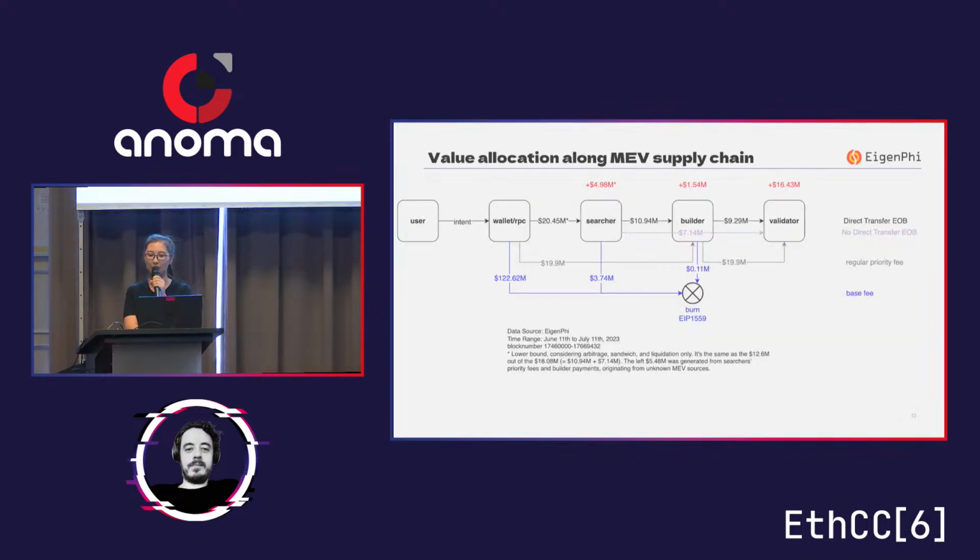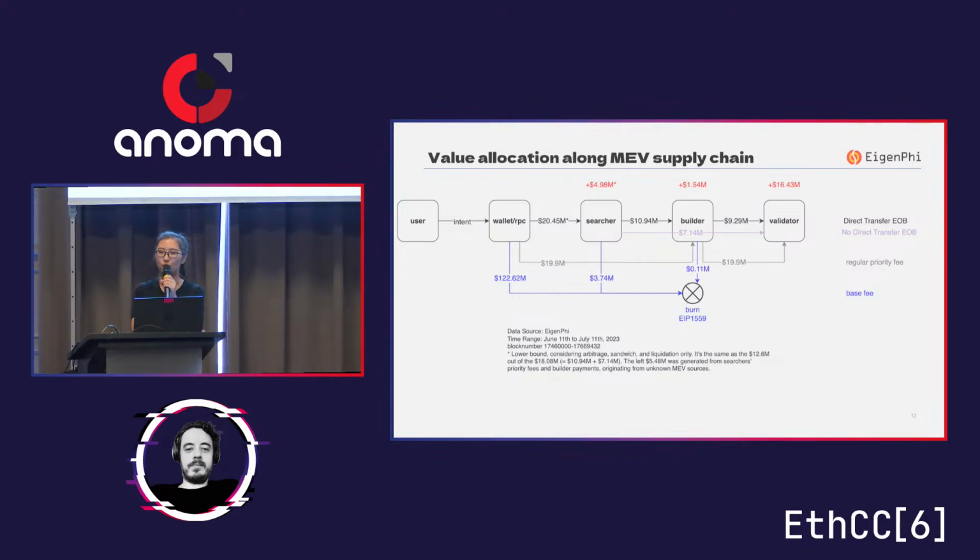And here is how the MEV value has been allocated in the supply chain. We have investigated the data for the last month, from June 11th to July 11th this year. It can be seen that searchers extracted almost $20 million in revenue from on-chain transactions. And that is just the minimum amount, because we're only considering arbitrage, sandwich, and liquidation. But among those revenues, a searcher can only keep nearly $5 million of the profit in their pocket. The rest of the MEV rewards flow to the builders and validators.